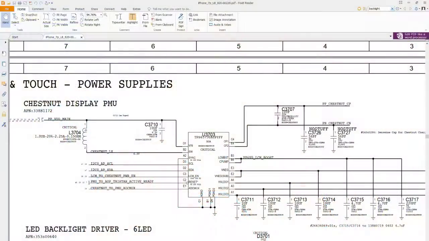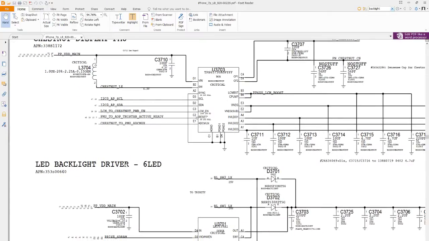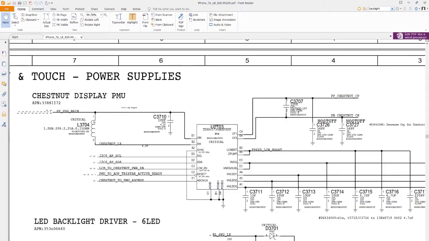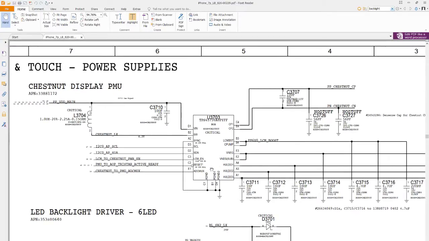But I did pull up an iPhone 7 Plus schematic, just so I can show you, maybe it'd be a little more helpful. Here's the schematic, and in particular I was looking at the chestnut, the backlight driver, and the Mesa Boost line. And so these particular chips you see have all these lines coming out of them.